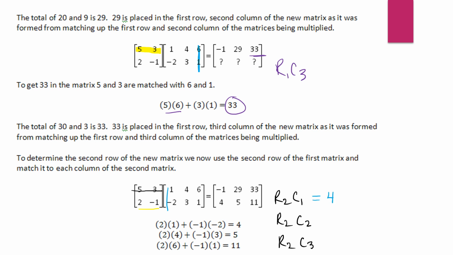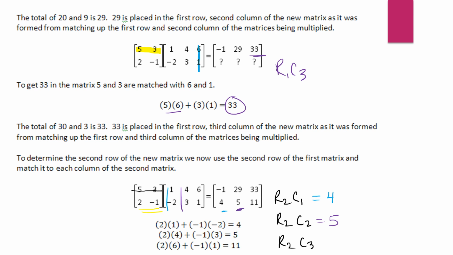All right, now we're going to take row 2 and multiply it by column 2. Dang, I did it again. I highlighted the wrong one. All right, here we go. By column 2, there you go. So 2 times 4 is 8, and negative 1 times 3 is negative 3. So 8 minus 3 would give me the positive 5 for this next element.